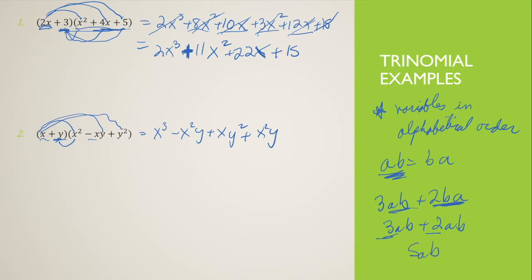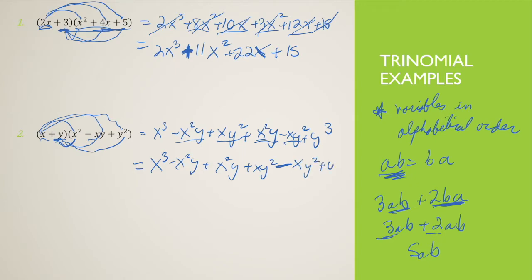So what did I do? I took y times x squared and got x squared y. I'm going to take y times a negative xy, and that gives me negative xy squared. And then I take y times y and I get y cubed. Now we need to combine like terms. I've got x cubed minus x squared y plus x squared y, plus xy squared minus xy squared plus y cubed.